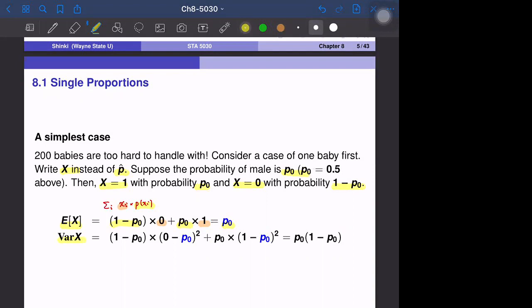And how about the variance? We can calculate the variance in the same way. By definition, the variance is the summation over i of (xi minus the expectation of x) squared times p of xi. The p of xi part is the same as the previous one: 0 with probability 1 minus p naught and 1 with probability p naught. Then x minus the expectation of x is 0 minus p naught and 1 minus p naught, squared. If we simplify it, we get p naught times 1 minus p naught. So this is the case for one observation.